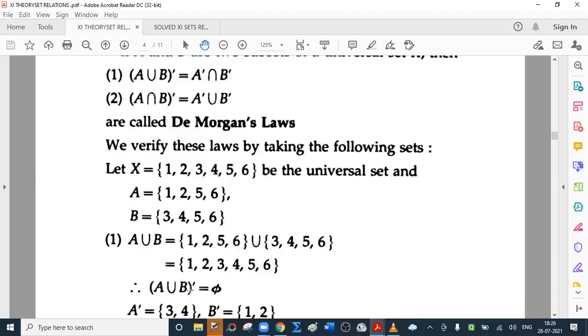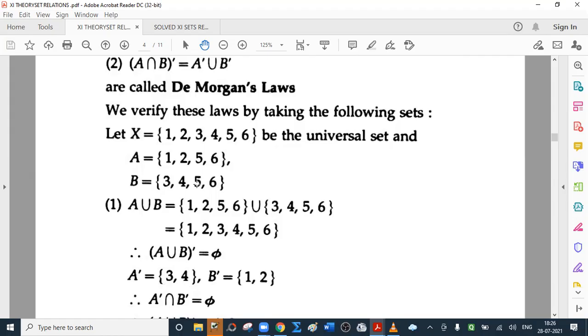Okay. So what is (A union B) complement? All elements in the universal set which are not in A union B. There is not a single element. So it is empty. What is A dash?